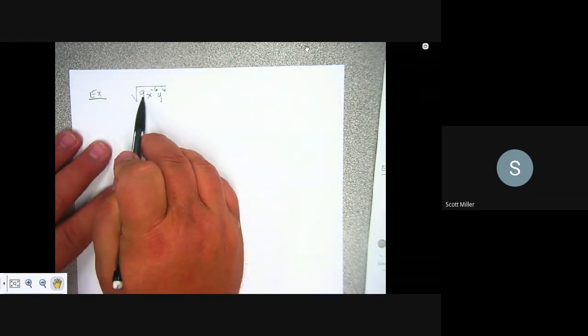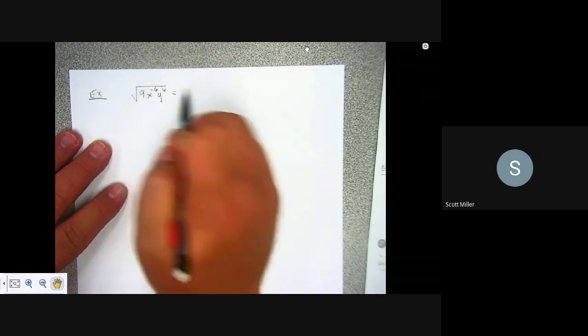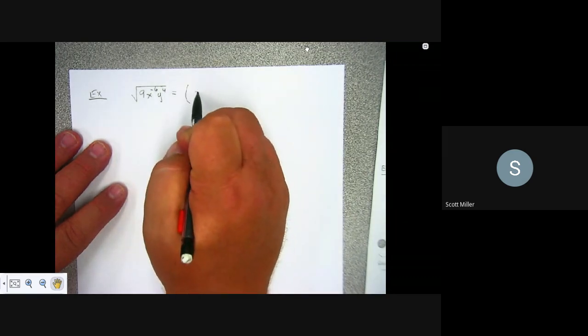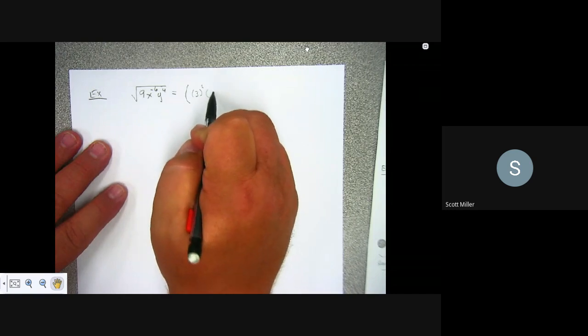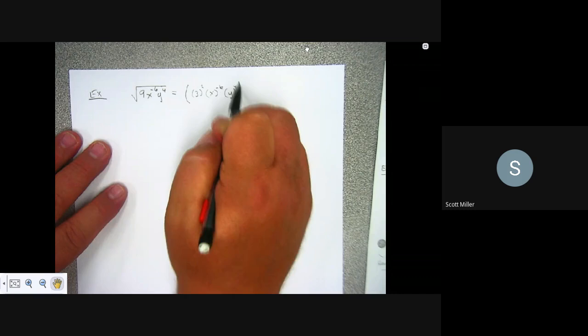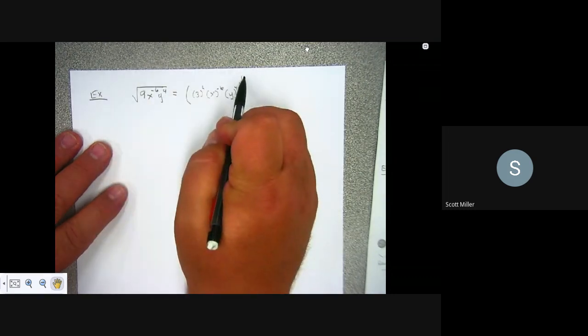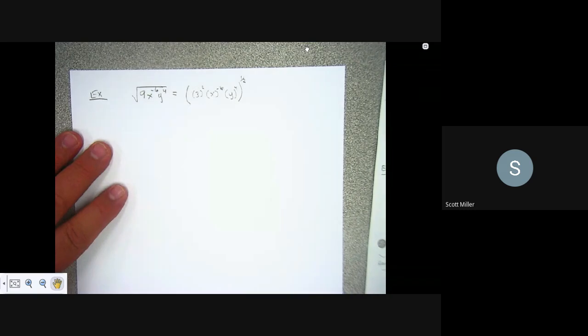9, you want to write as a power. 9 is a perfect square. Right? It was on our list. So I can rewrite this and just take a look at it as 3 squared. And then I have an x to the negative 6. I have a y to the 4. And because that is a radical square root, it is all raised to the power 1/2.